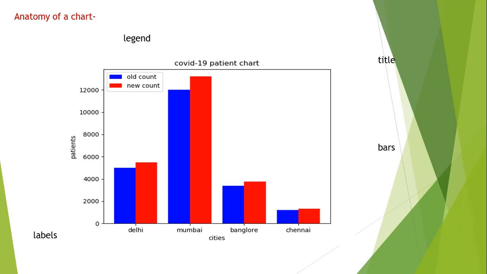Also, title is there. Title, you can see here it is mentioned COVID-19 patient chart. So title is just for giving the information about what this chart is about. And next is the legends. The legends are for identifying the different colors of the data set points which are being used for the plot. It can be shown on the corner of the plot, so it can be easily identified which color is being used for what purpose.